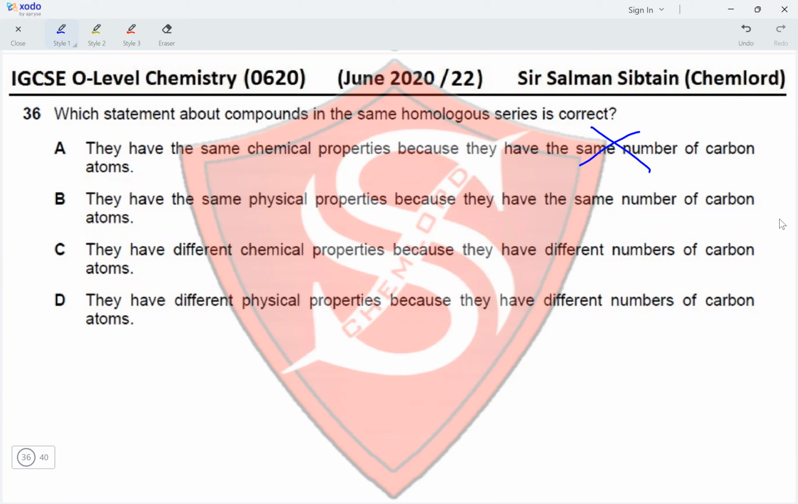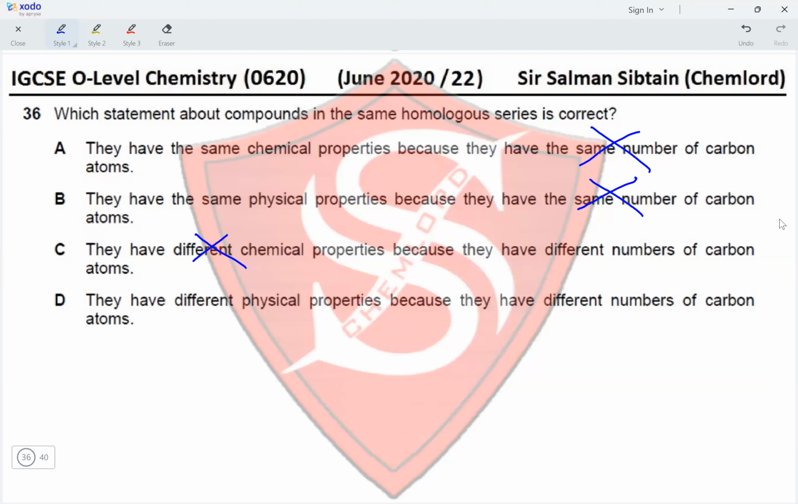Next, they have the same physical properties because they have the same number of carbon atoms. They do not have the same number of carbon atoms. They have different chemical properties because they have different number of carbon atoms. Yes, they do have different number of carbon atoms, but since they belong to the same homologous series, meaning they have the same functional group, they would have the same chemical properties, not different chemical properties.